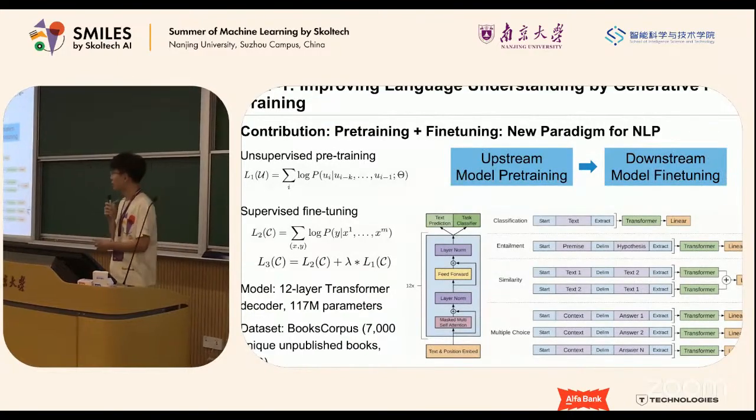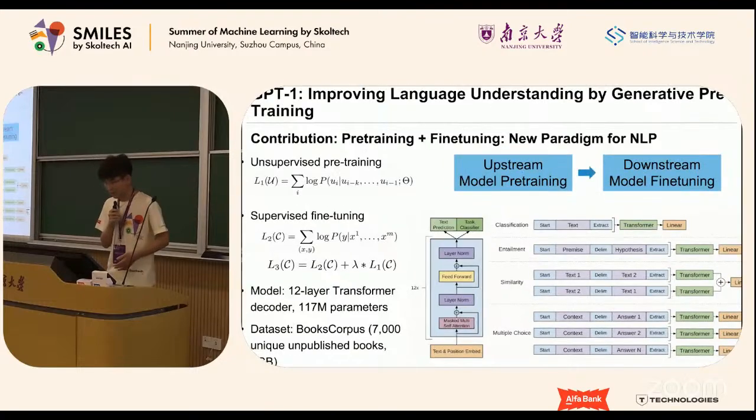Let's first discuss GPT-1. GPT-1 builds the pre-training plus fine-tuning paradigm. First, the model undergoes pre-training on a large corpus, maximizing the likelihood of next token predictions. Second, it is fine-tuned on supervised downstream tasks using a task-specific classification layer.